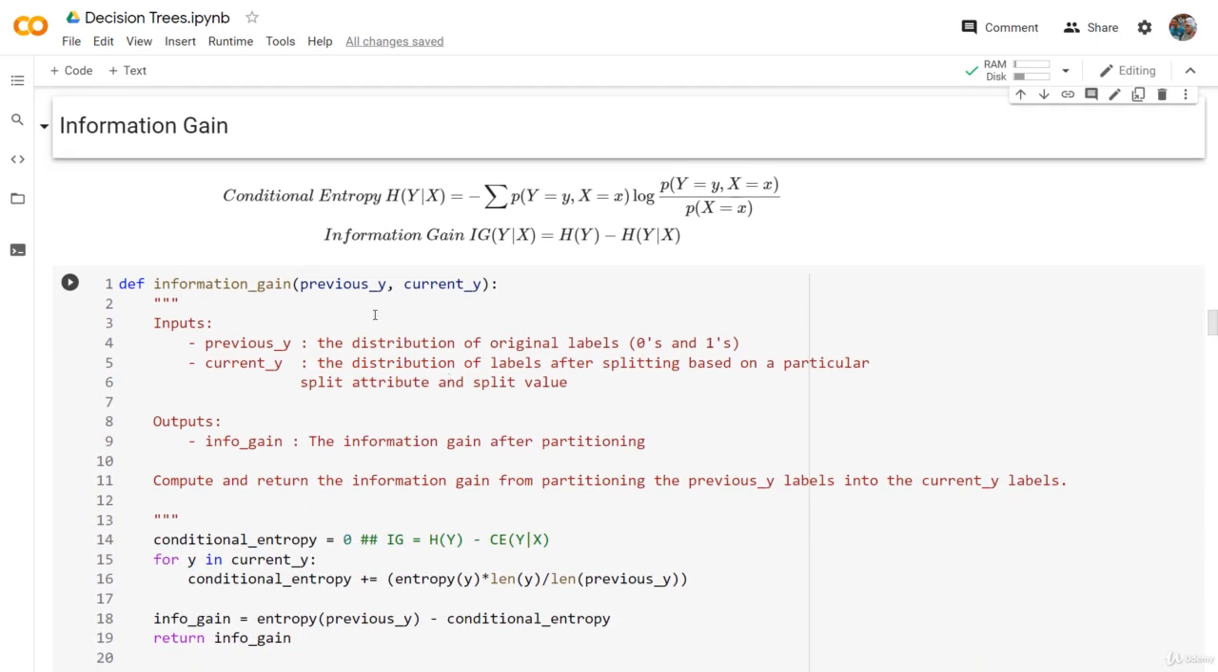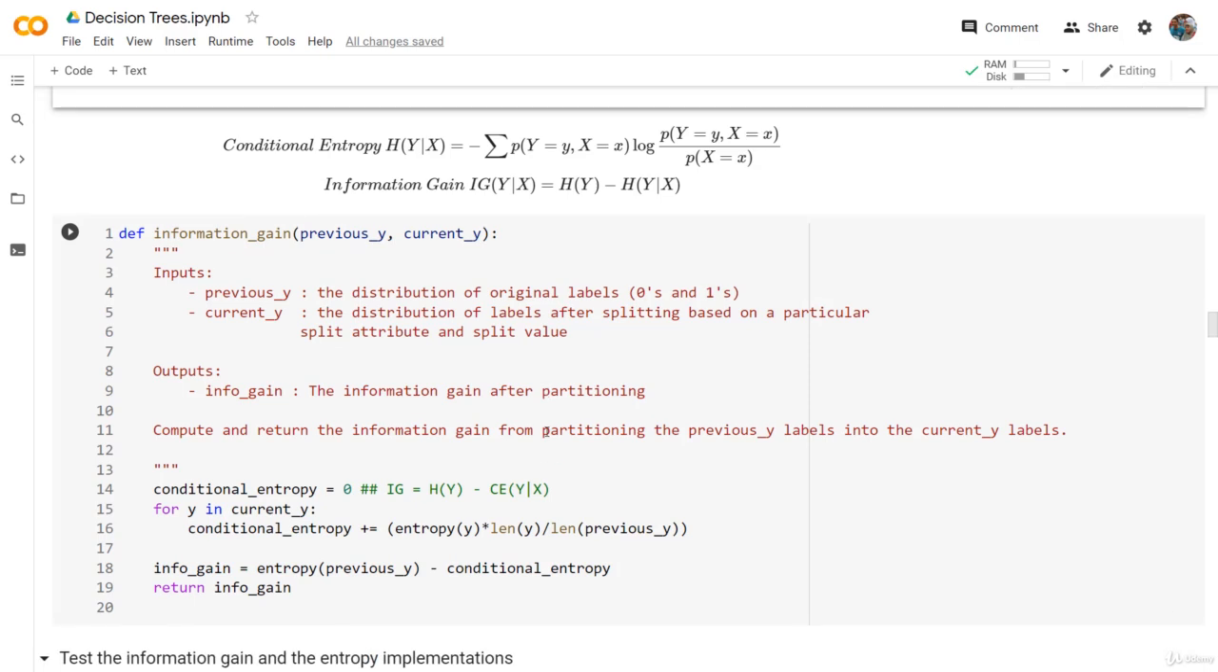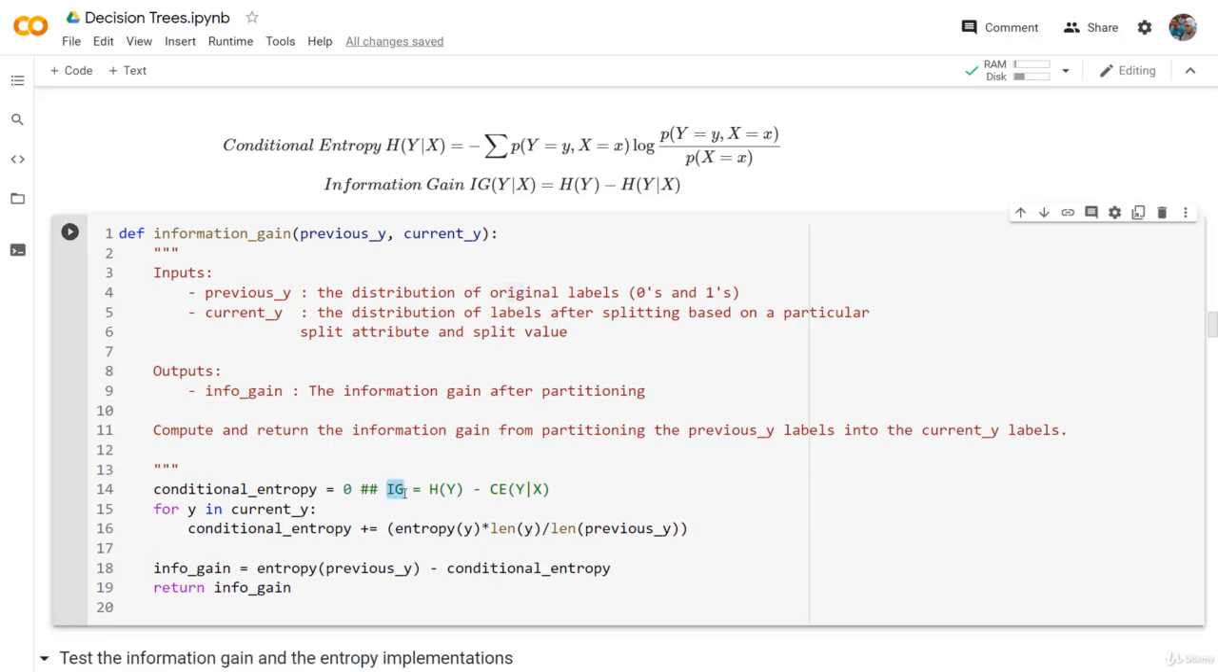So the information gain has two inputs. Previous y, this is the distribution of the original labels, right? And the current y, the distribution of labels after splitting based on a particular split attribute and split value. Okay, and the output should be the information gain. And as we said, this is the equation for the information gain. It's the entropy of y minus the conditional entropy of y given x.